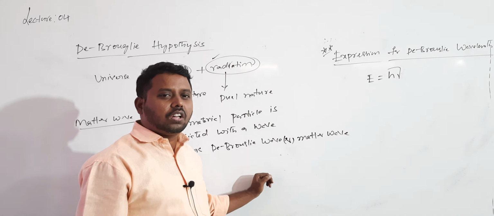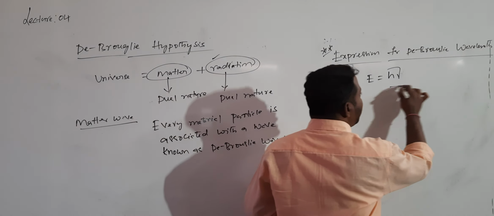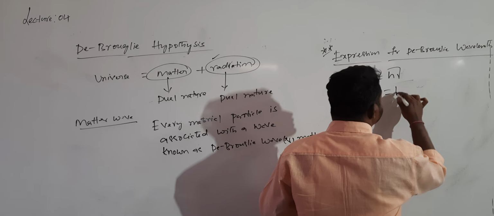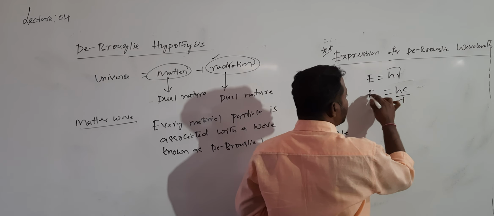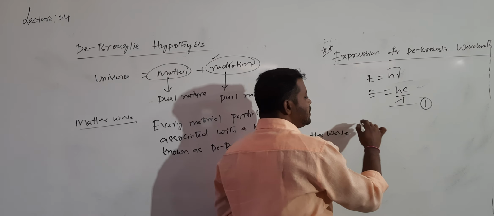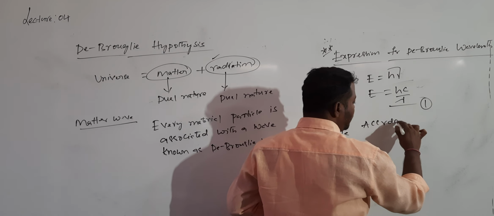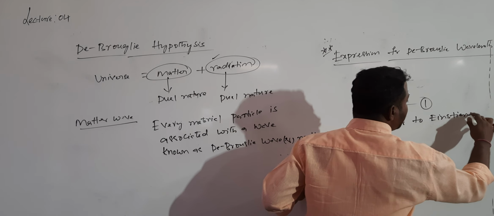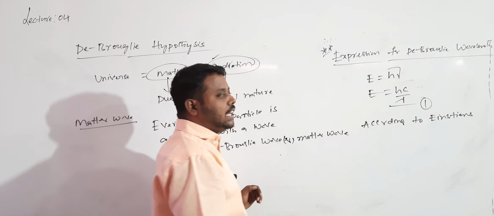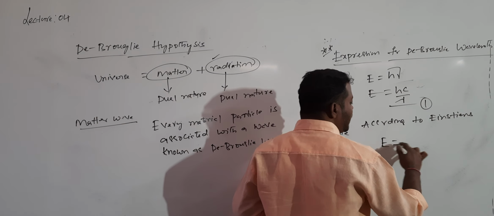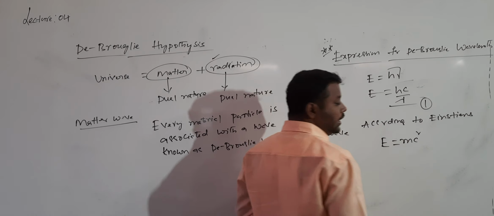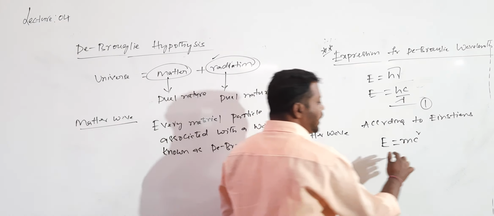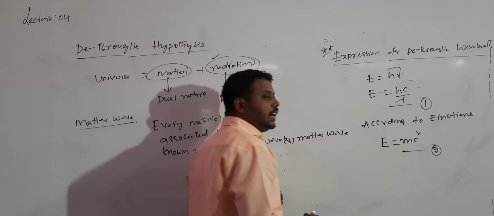The energy of one quantum, called a photon, is given by E = hν, or otherwise we can write it as hc by lambda. But according to Einstein, whenever a photon is a particle moving with the velocity of light c, energy and mass are interrelated. If a photon of mass m moves with the velocity c, the energy of the photon is given by E = mc².